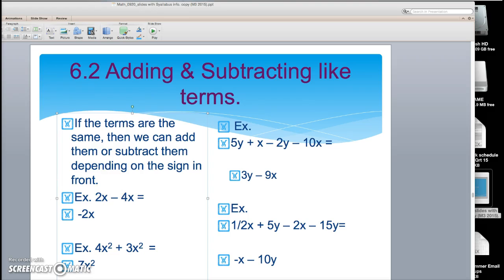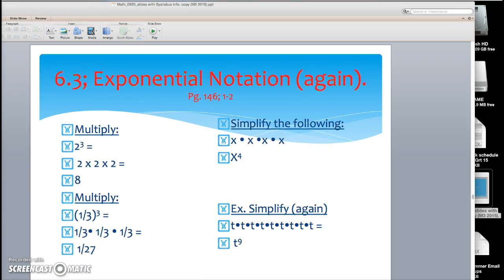Okay. So we're going to talk about this. We'll do some problems in class. We're also going to talk about exponent rules and exponent notation. I don't want to make this clip too long, so I'm going to give you a little heads up. We're going to talk about 6.3, where we talk about exponential notation. For example, if we multiply 2 to the third power, it's like 2 times 2 times 2, which equals 8. Same thing, 1/3 to the third power is like 1/3 times 1/3 times 1/3, which is 1/27, and so on. I'll give you a little heads up on that.